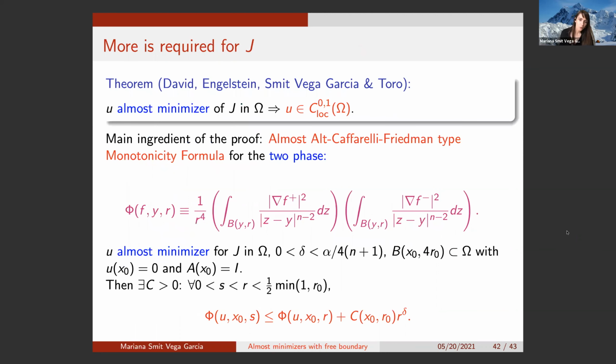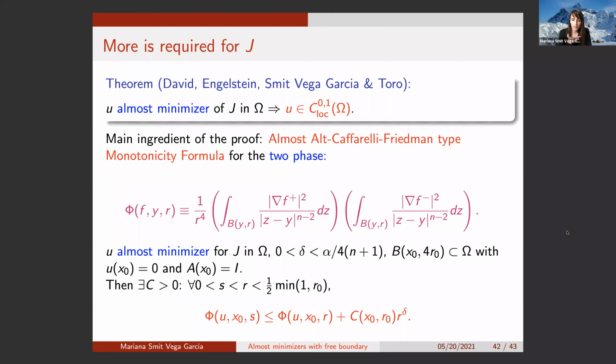In the case of the two-phase problem, we did face a similar issue to the one that had happened in Alt-Caffarelli-Friedman, and that is we needed more, because we needed to understand the interplay between the two phases of U if we are at a free boundary point at which we have the two phases. So here we also needed to prove some version of this Alt-Caffarelli-Friedman type monotonicity formula for the two-phase problem. And once more, we were able to prove this for almost minimizers. We didn't obtain a true monotonicity formula, but we obtained an almost monotonicity formula. That's the one that appears at the end.